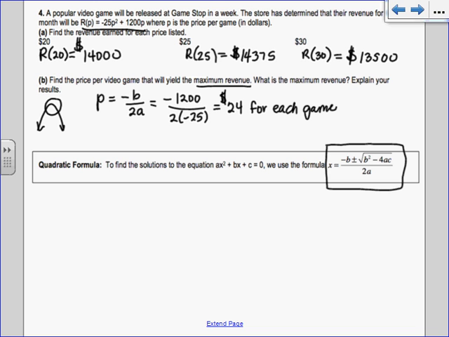And then the next question says, what is the maximum revenue? So what do we do to find the maximum revenue? Yeah, plug in that 24. So we have R of 24 is equal to, I'm just going to do second enter. It pulls up that last equation, and I'm going to change all my 30s to 24s. It's a little bit more than $25. It was $14,400. Does that make sense?